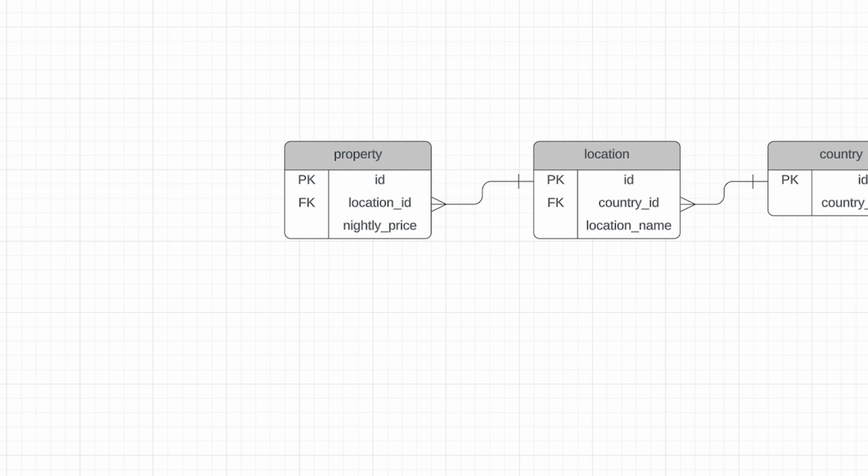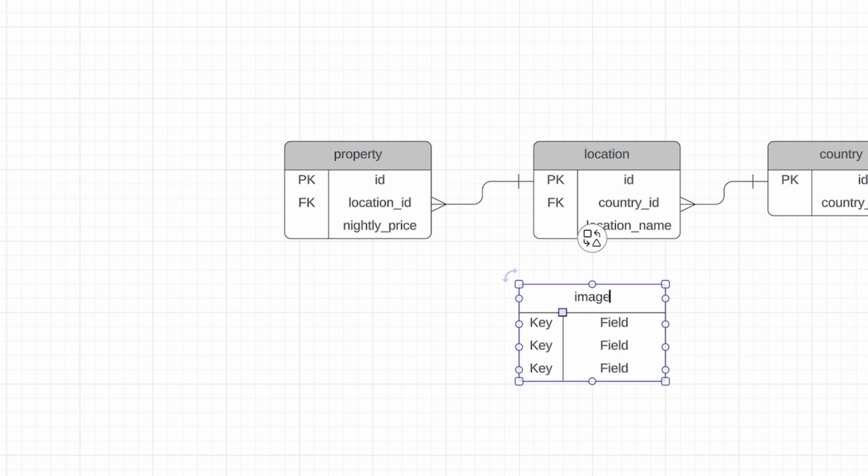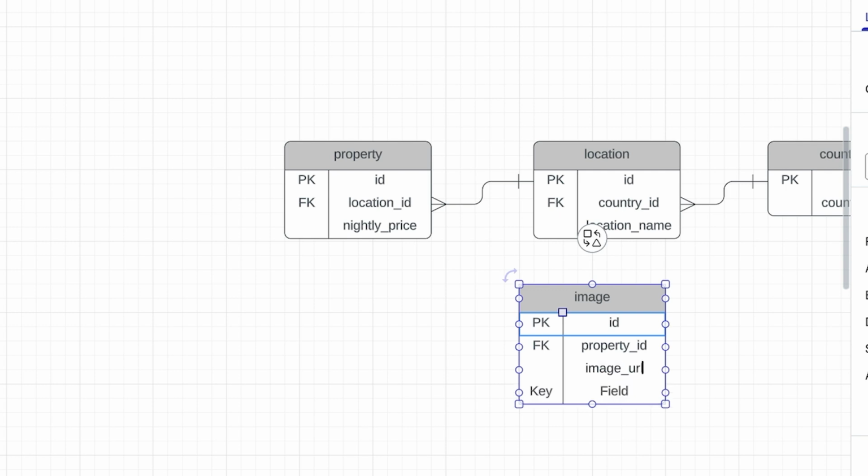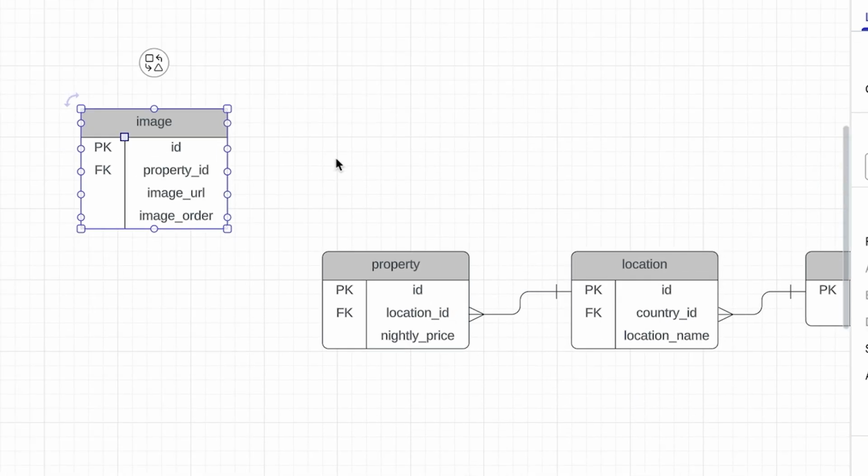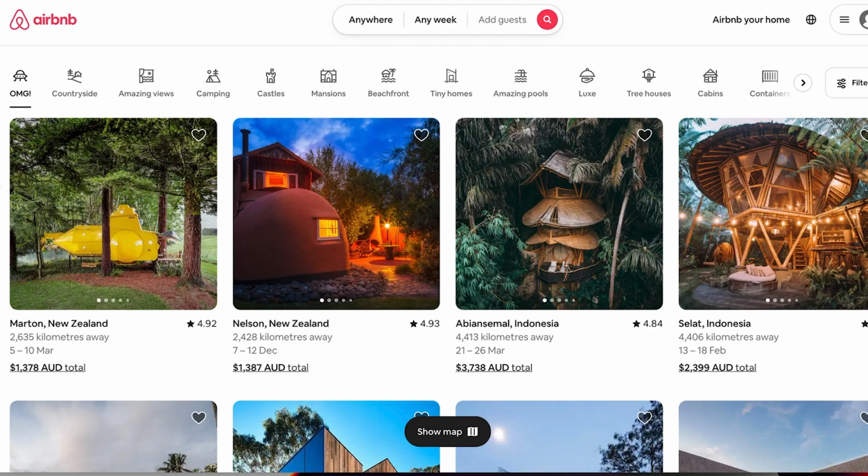A property can have many images, but an image can only exist for one property. So we add a separate table for images and link it to the property table. We'll add a column called image URL, which would store the location on the server where the image is stored. We also add an image order so the website knows which image to display first, then second, and so on.